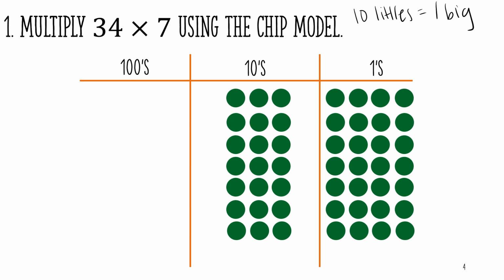It doesn't matter which exchanges you perform first. Alright, so if you want to start with the ones and group 10 of the ones, make them into a 10, move them over, you can do that. I just randomly began by grouping the tens together.